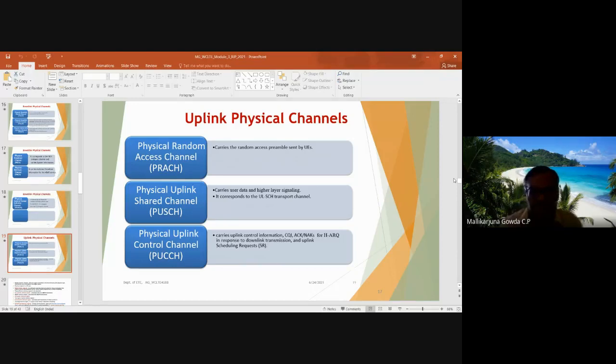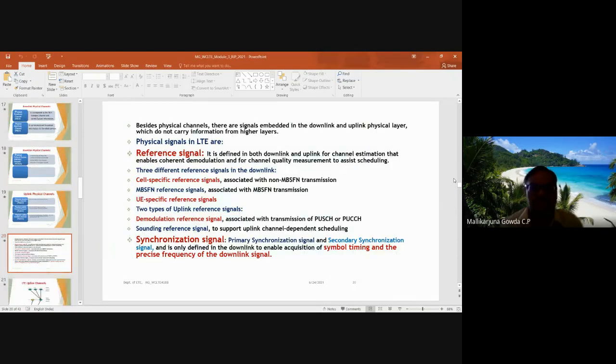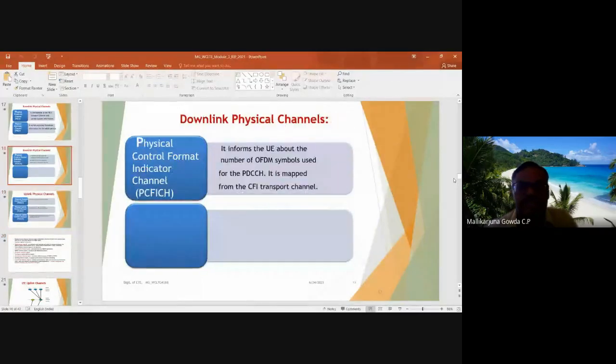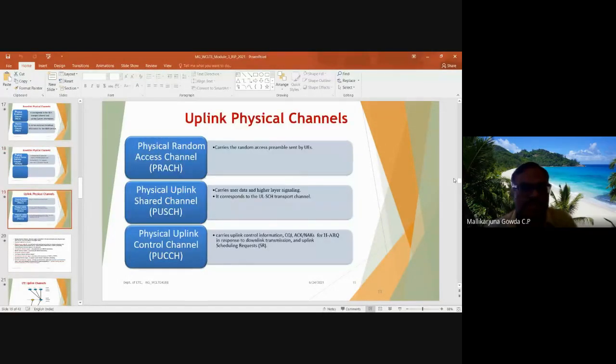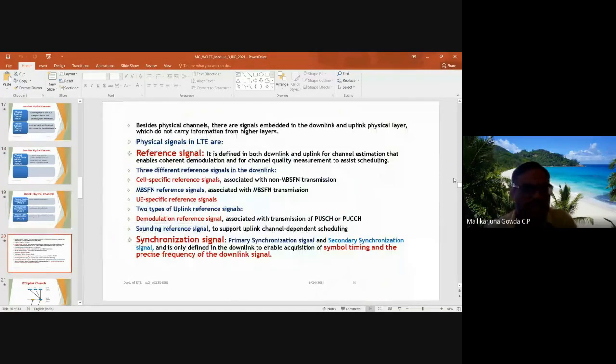Okay. So in addition to all these physical channels, right? Then transport channel, control channels, and even I said about the MAC layer control information. So in addition to that, we need to understand some more signals which exist here.